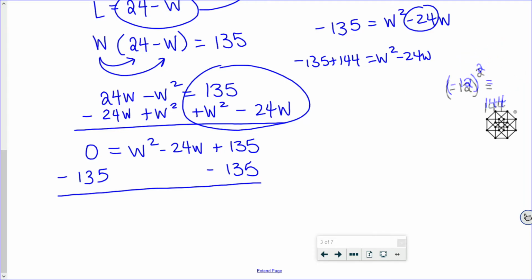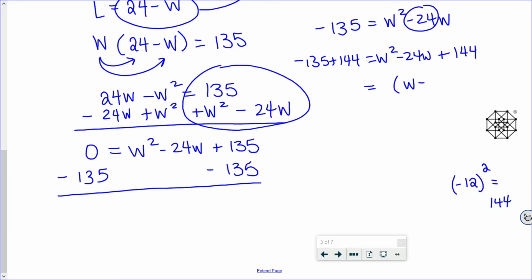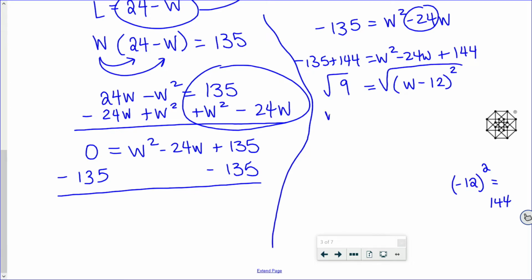And maybe I'll move that out of the way. Now at this point, that means that the thing on the right-hand side is a perfect square trinomial, which it is. It's w minus 12 squared. On the left-hand side of the equation, I've just got the number 9, which is really rather nice, right? Easy to work with. Okay, I can now take the square root of both sides. That will give me w minus 12 is equal to plus or minus 3.